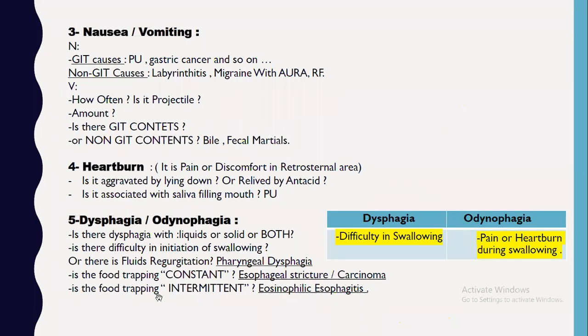Okay, is the food trapping intermittent, meaning sometimes food is trapped in the esophagus and sometimes not, it's fine? This is where you think about eosinophilic esophagitis. So this is the case of dysphagia and odynophagia.